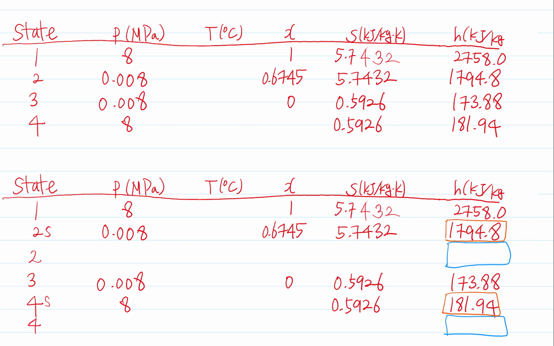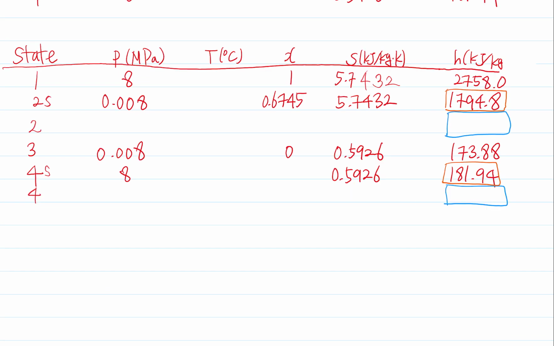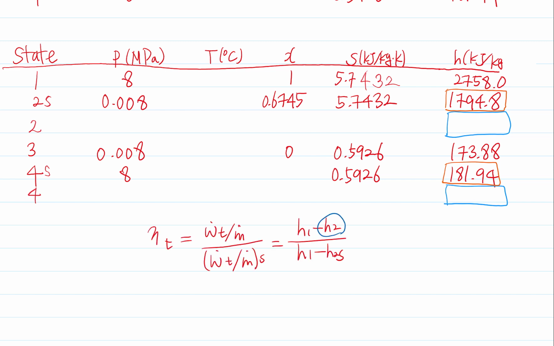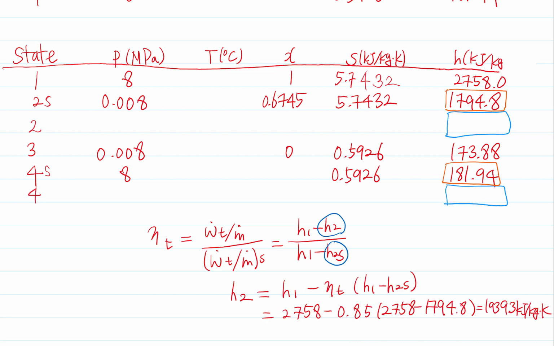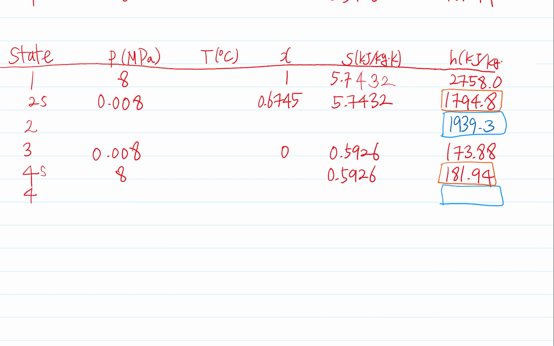Let's first determine H2. The isentropic efficiency of a turbine is given. It's 0.85, and it is defined as such. H2 is the enthalpy for the actual process. H2S is the enthalpy for the isentropic process. So we are going to solve it for H2. So the H2 for the actual process is 1939.3.